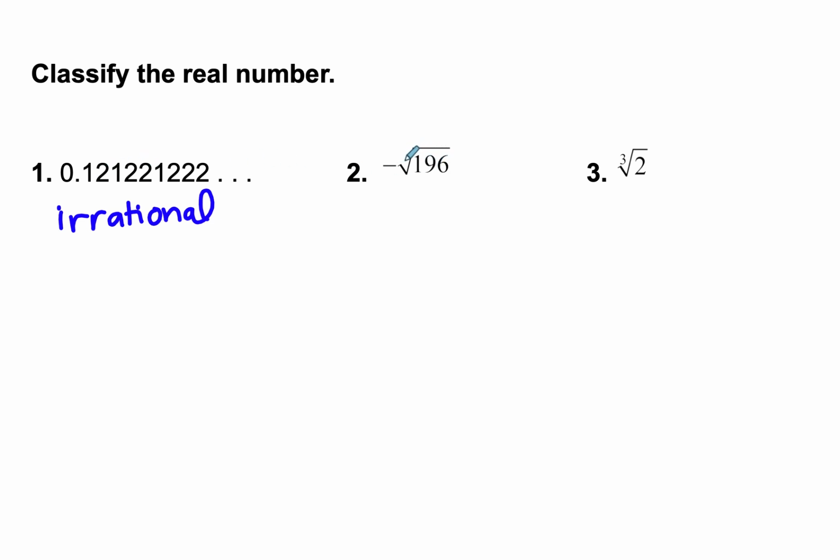Okay, next one. The negative value of the square root of 196. Okay, so the square root of 196 is 14. This is going to be the same thing as negative 14. And that is going to be an integer. It is going to be a whole number. Whoops, no, it is not a whole number. Sorry. Whole number needs to be positive or 0. It's going to be an integer, and it is also rational.